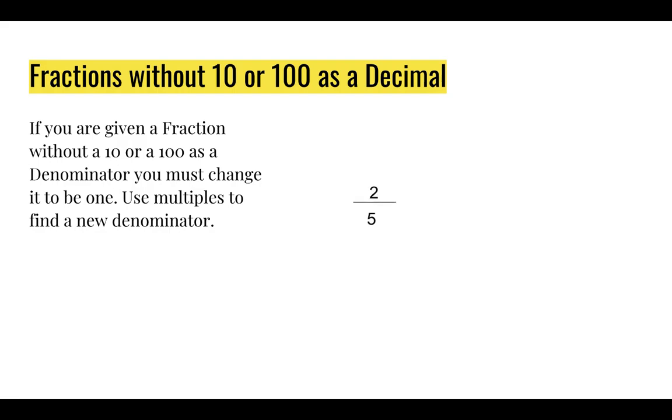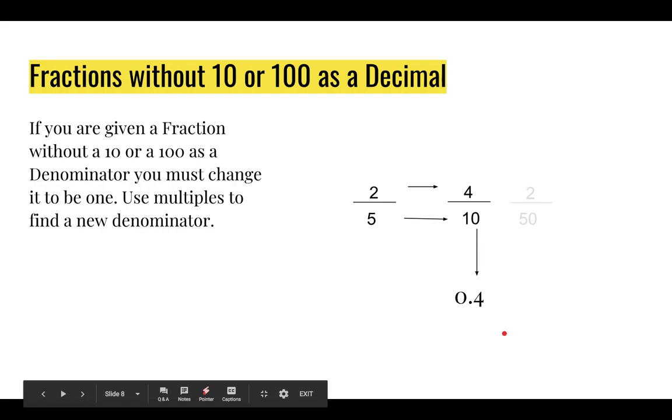So let's take a look at something like this. This is 2/5. Well, we can't convert this to a decimal yet because our denominator is not a 10. But we've learned fractions, so we know how to change this up. We know that we can multiply 5 and 2 by 2 because 5 times 2 is 10 and 2 times 2 is 4. We get 4/10. Well, now that we have a tenth in our denominator, we can now convert it to a decimal.